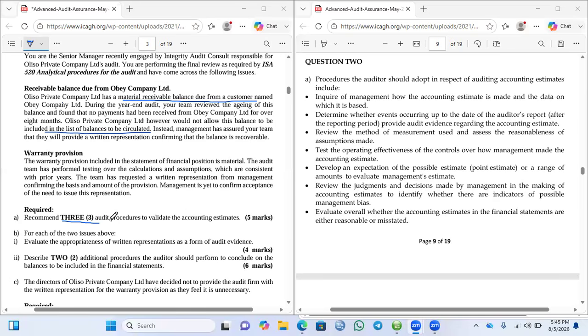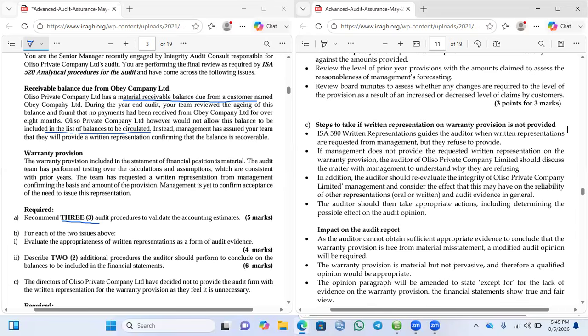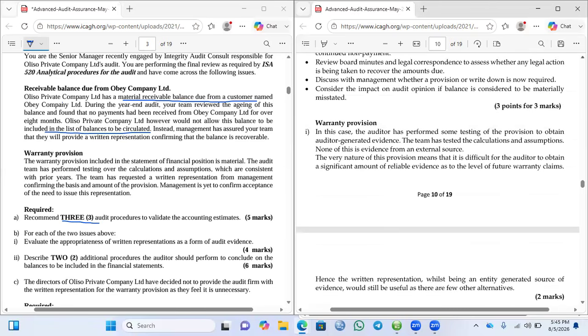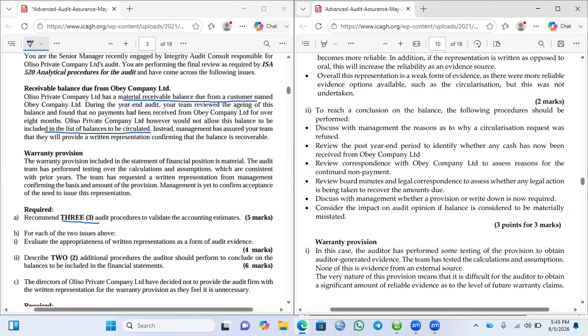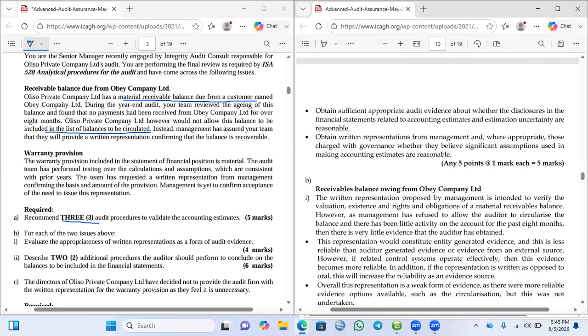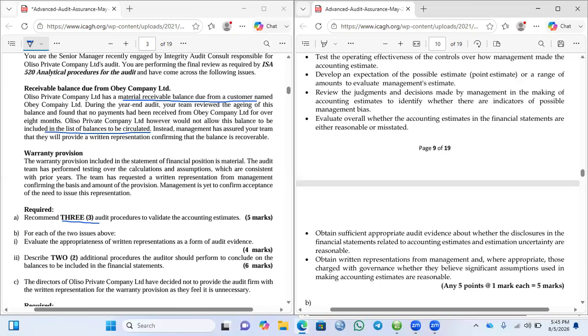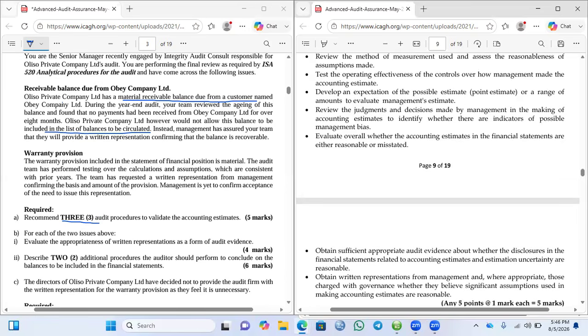Remember, you are looking for 3 marks, so I don't know how many points they said we should write for that. Let me go back. So 3 points for 3 marks. It's 5 marks, so it means you need 5 points, any 5 points at 1 mark each for 5 marks. Okay.